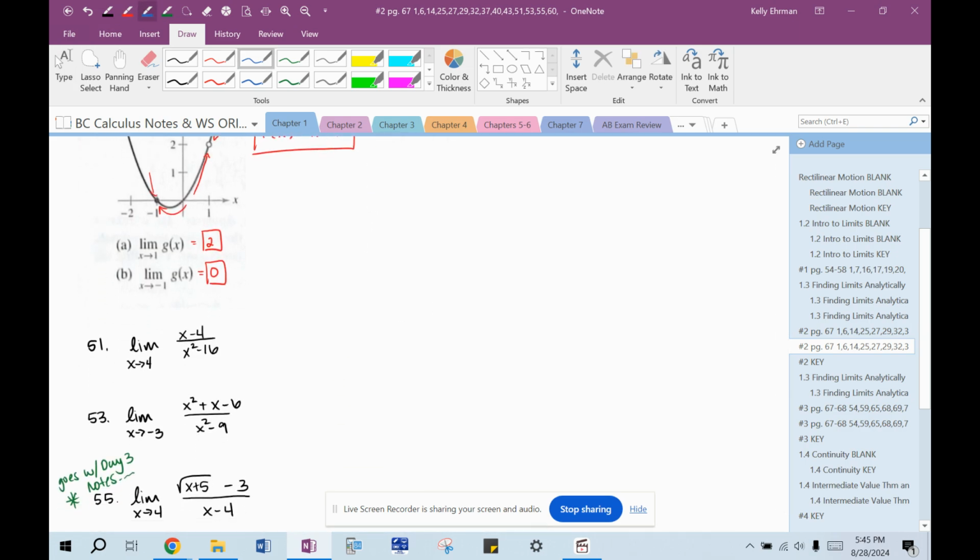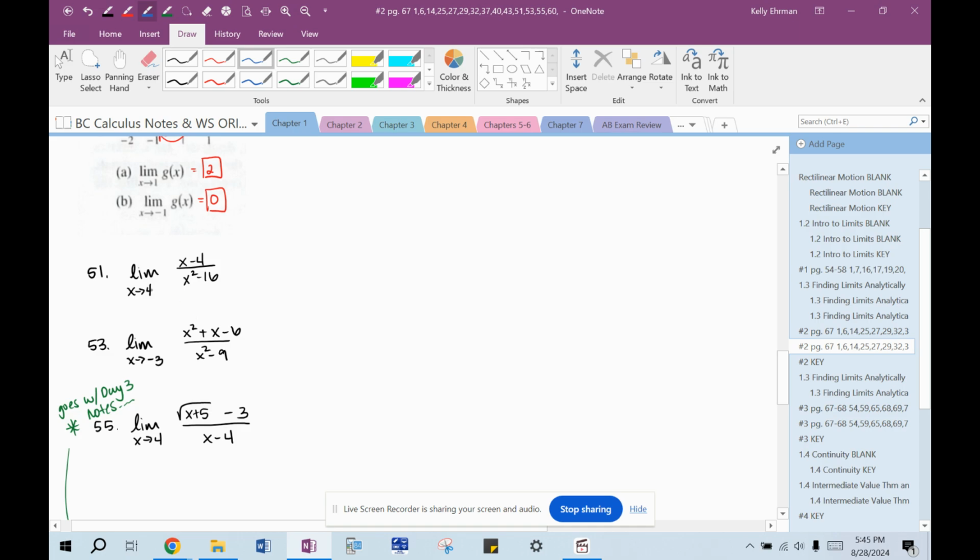A few more limits with rationals. So I can't plug in 4 right off the bat. I get 0 over 0, which is an indeterminate form. But I can simplify this. Now remember, if you simplify this, I'm going to get kind of lazy and write my work under here.